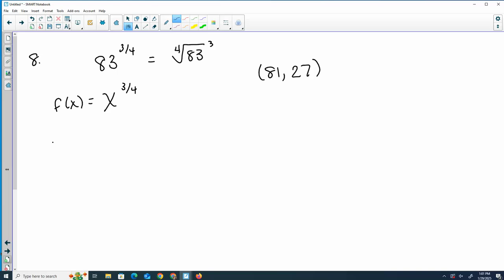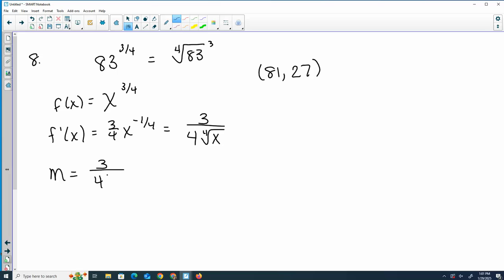Slope, so we need derivative. 3/4 x. If you subtract 1 from the power, it's -1/4. Or if you want to rewrite it, negative means it's on the bottom. 1/4 power is the 4th root. So to find our slope, if we plug 81 in, 4th root of 81 is 3. And we get a slope of 1/4.